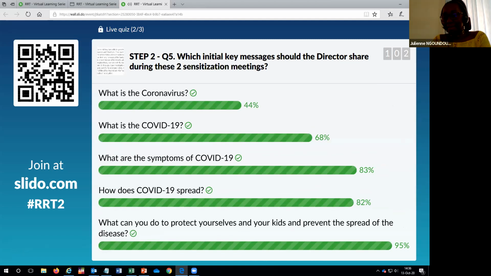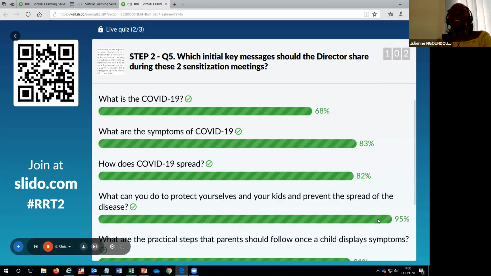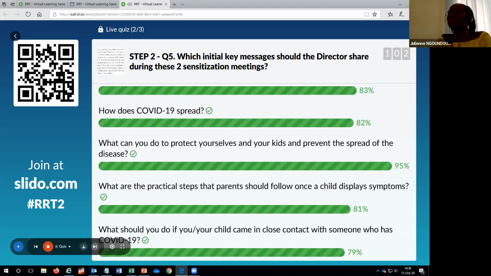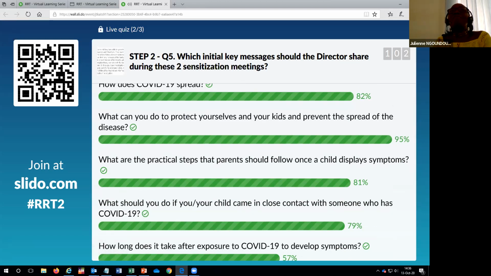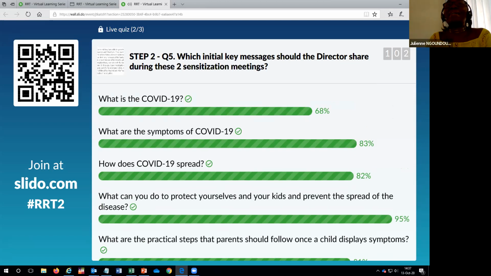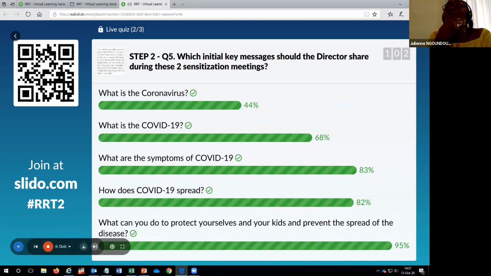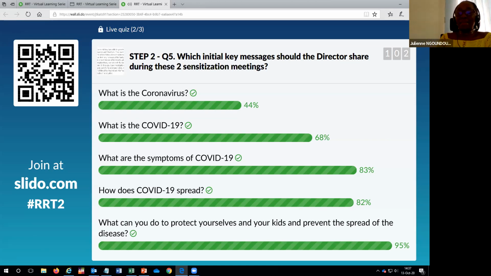I really like the way the 95% of the question, what can you do to protect yourselves and kids and prevent the spread? This is really fantastic. And what is the coronavirus? I don't know if you think that is a good message, but at this stage, just remember that since January 2020, we have been communicating about what is coronavirus.